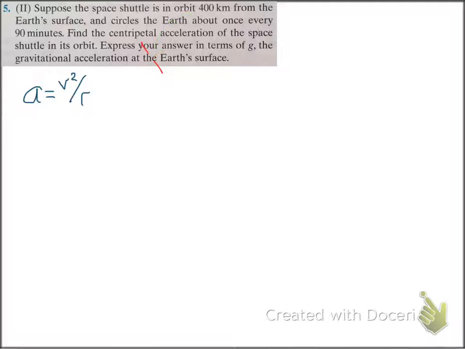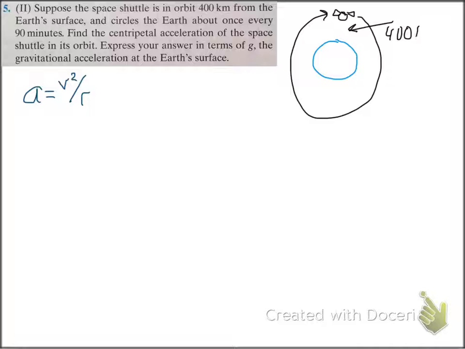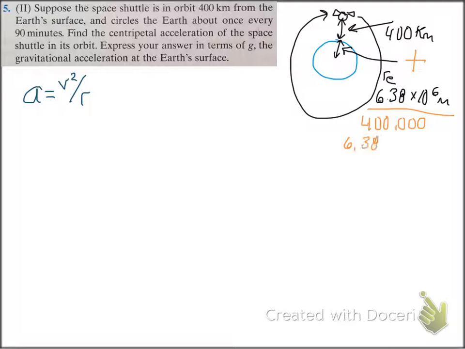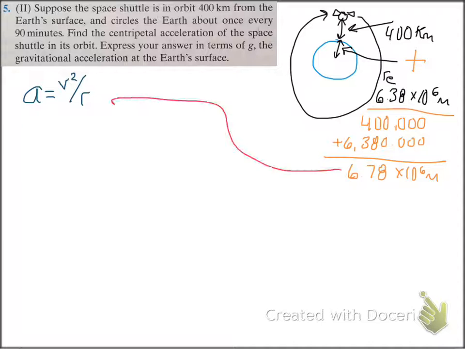To find the radius, what we have to do is actually add the height of the satellite, which is 400 kilometers, to the radius of the Earth, because we want the distance from the center of the circle. So we add those two values together. The 400 kilometers plus the 6.38 times 10 to the 6 meters, which is the radius of the Earth, and we get 6.78 times 10 to the 6 meters. So we bring that over into our equation and we substitute that in for the radius.